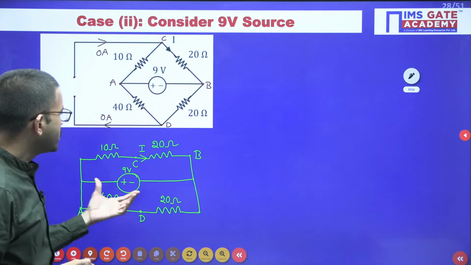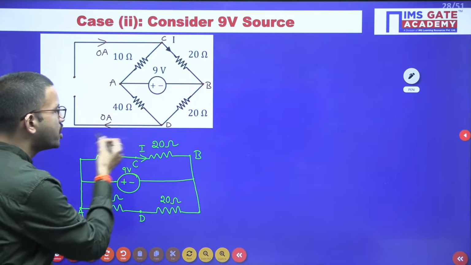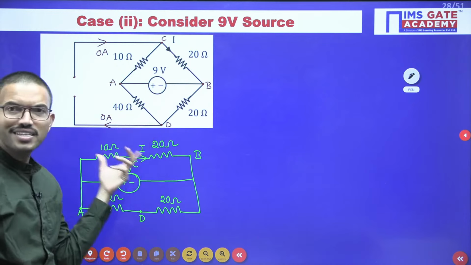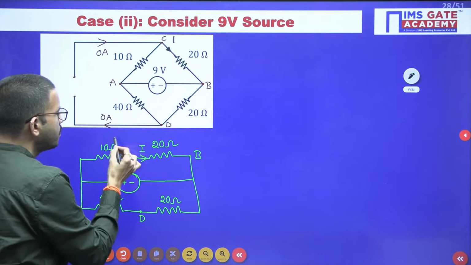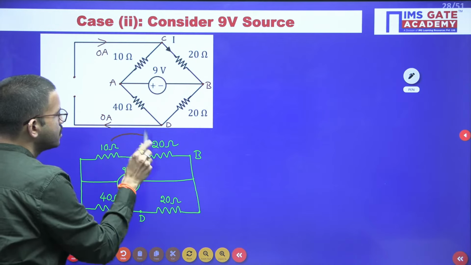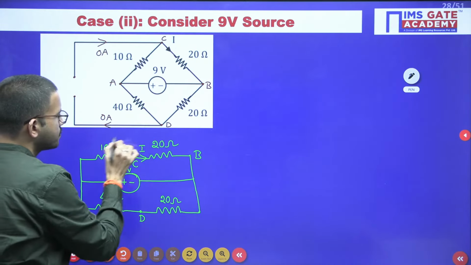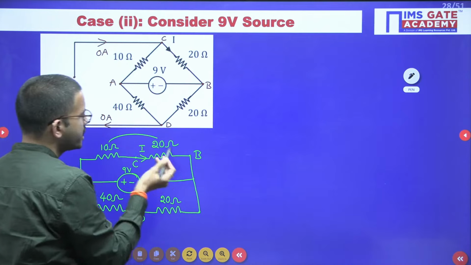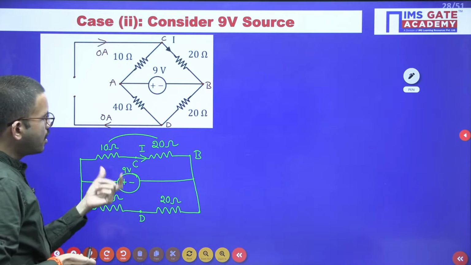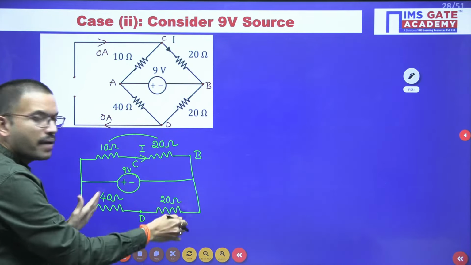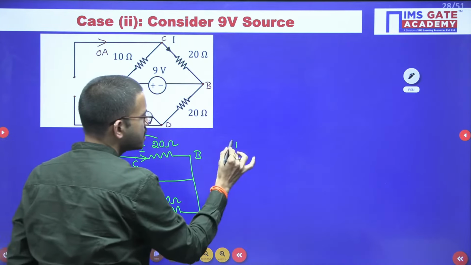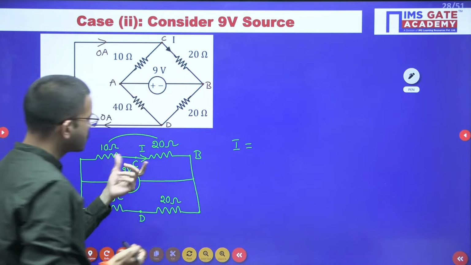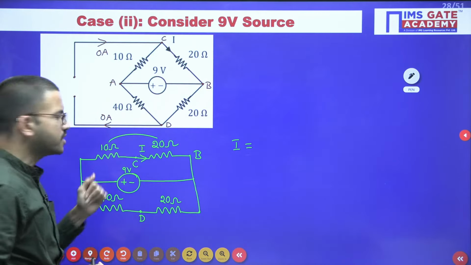Now just observe that these 2 are connected in series. In series we can add the resistors. So 20 plus 10 is nothing but 30 ohms. And in parallel the voltage will be the same. So now by using basic Ohm's law you can calculate the current flowing in this particular branch.